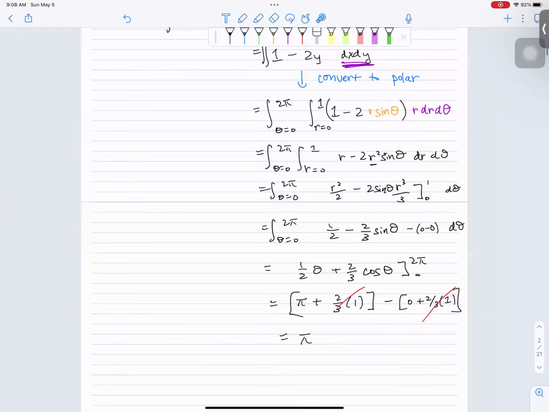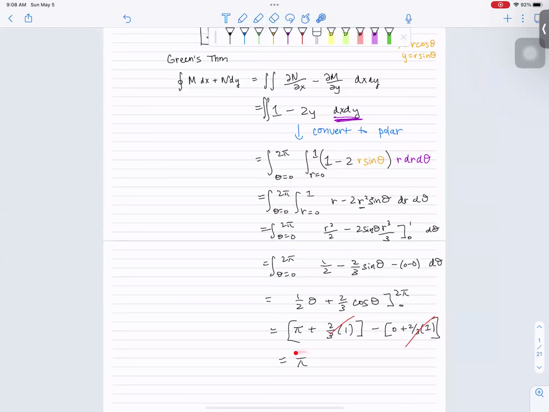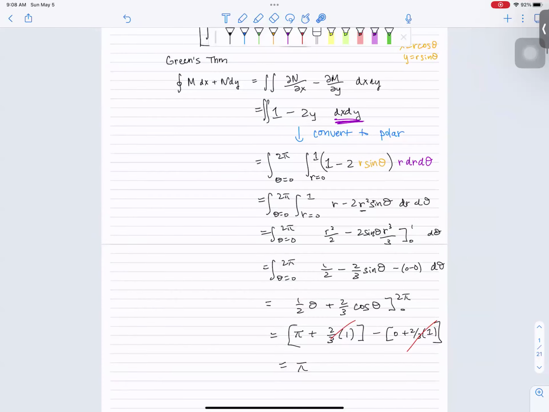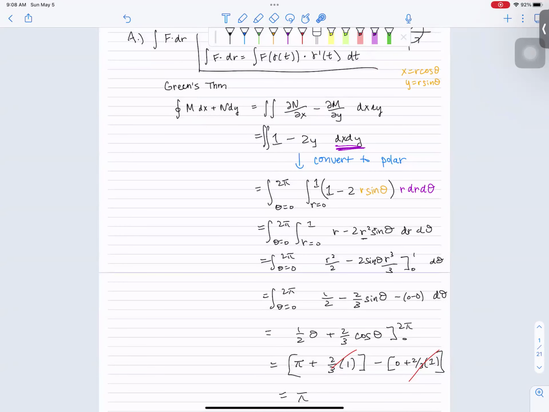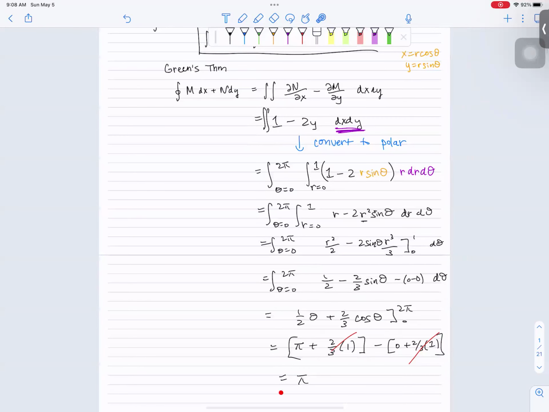My circle is going counterclockwise, so I could just keep my answer as pi. If my circle was going clockwise, the opposite direction, I would say clockwise and put that it's negative pi instead. Questions on part A?